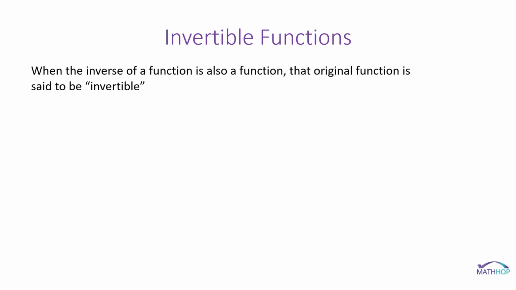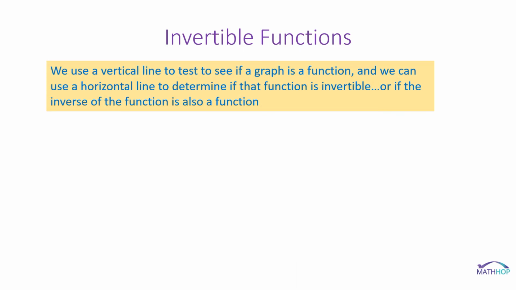All right. When the inverse of a function is also a function, the original function is said to be invertible. Great. Like we didn't have enough math vocabulary. Okay? We use a vertical line test to see if a graph is a function. We've talked about that several times. So we use a horizontal line test to determine if the function is invertible. So we use a horizontal line test to determine if the inverse of that function is also a function.